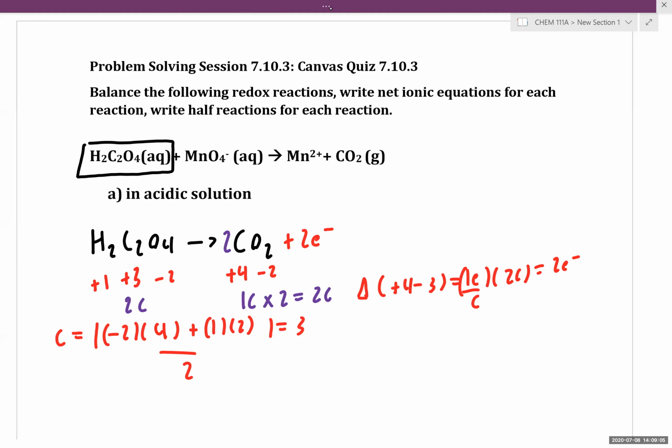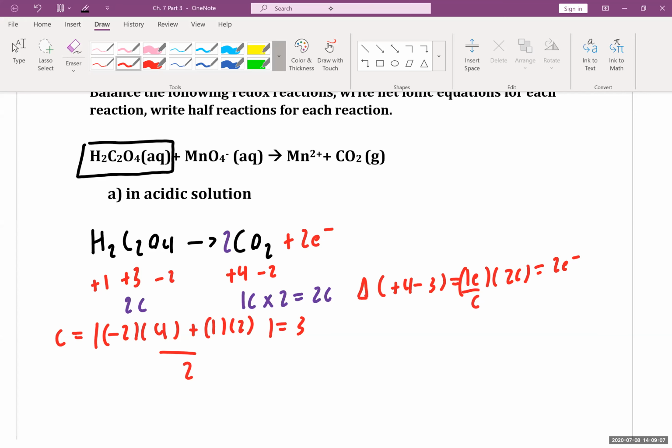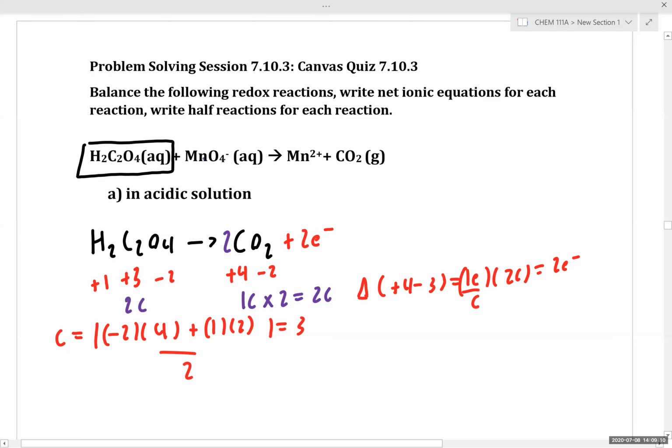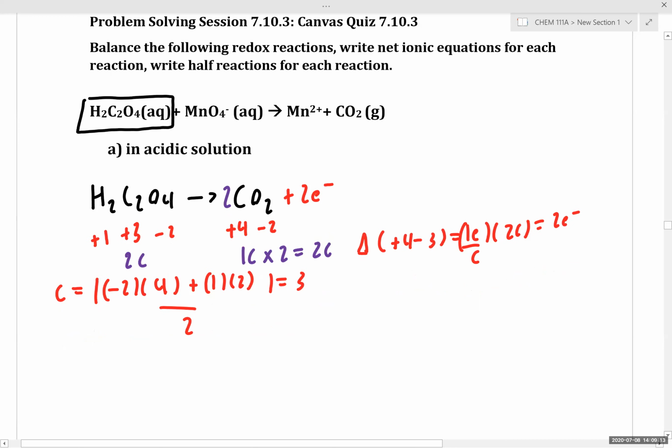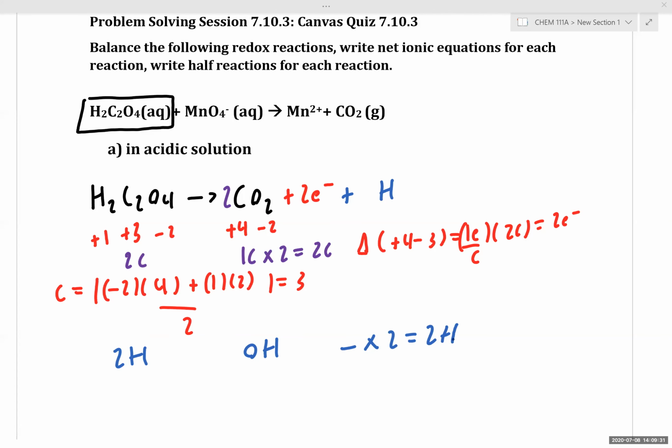Perfect. So now that we have our electrons balanced, we have to look at this equation one more time, and we see that we have 2 hydrogens on the left and 0 hydrogens on the right. So how many H plus do I need to add in order to get 2 hydrogens on each side? Oh, sorry. What times 1 would give us 2 hydrogens? We'd need 2 H plus.